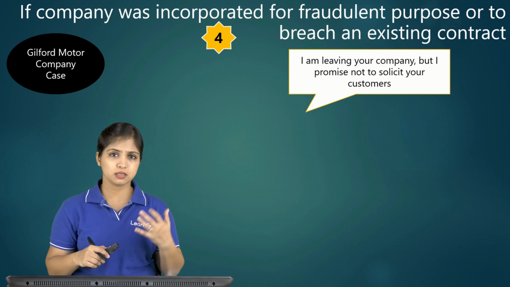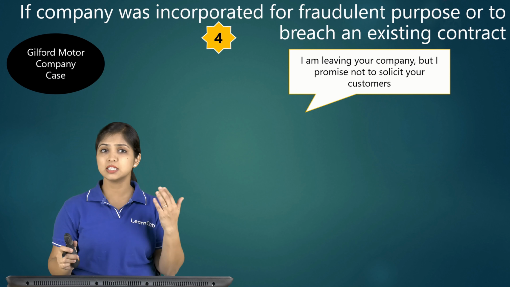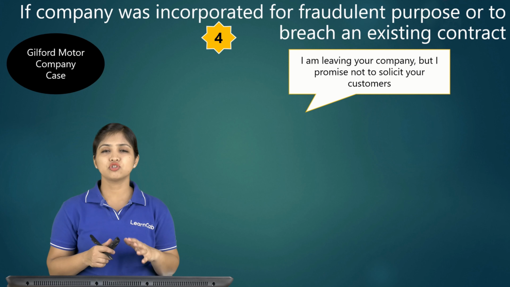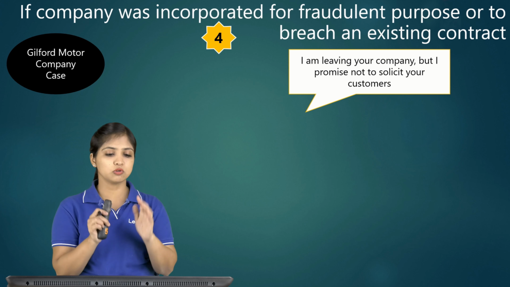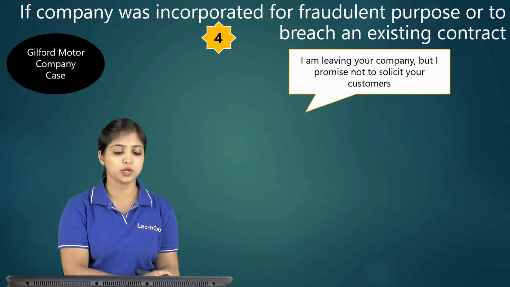We've learned number one, to protect public policy, the veil will be lifted. Then to check avoidance of taxes, the veil will be lifted. And then we learned to check avoidance of welfare legislations also, the veil will be lifted. Alright, now let's learn the fourth situation. This is something which is very important.